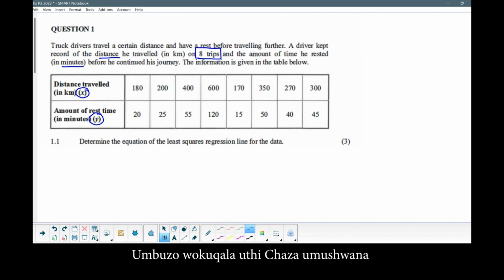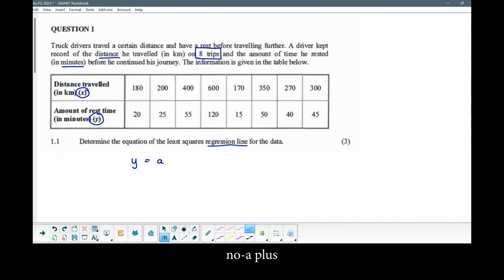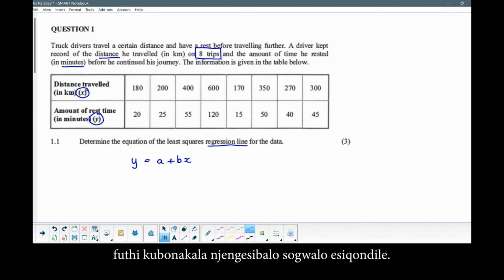The first question says, determine the equation of the least squares regression line for the data. Now, the least squares regression line refers to regression modeling. Regression lines have the equation y is equal to a plus bx. So this is a linear regression, and therefore it looks like a straight line graph. So what we have to do is use the data that's been given to us and our calculators to determine the values of A and B.